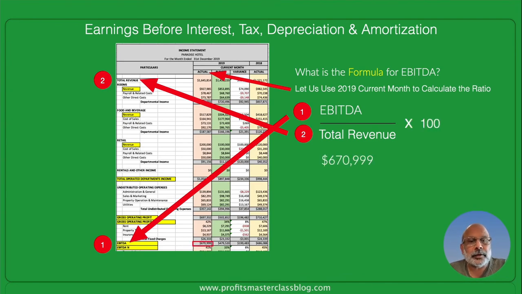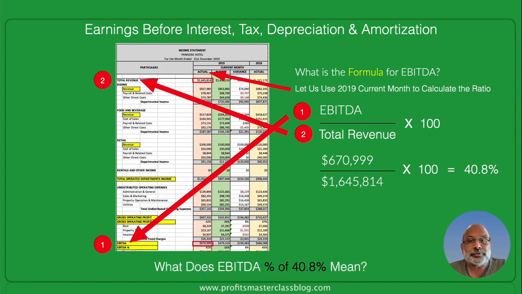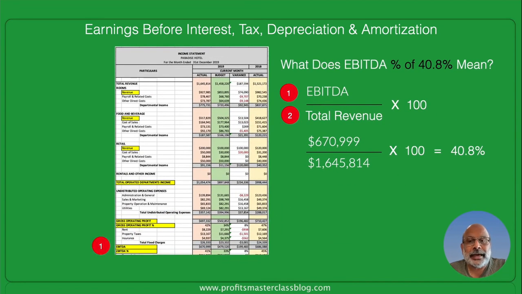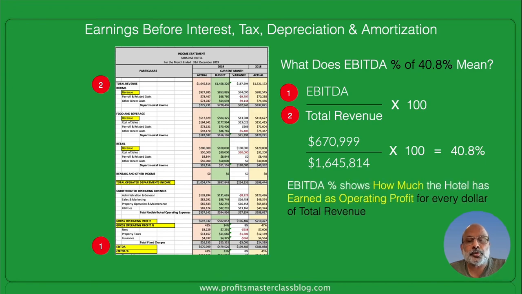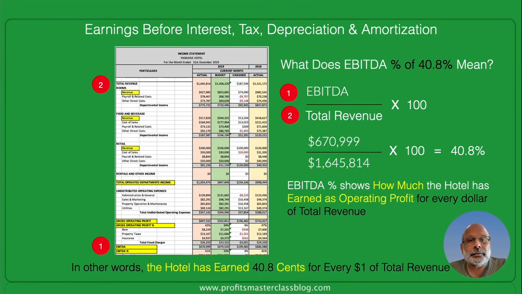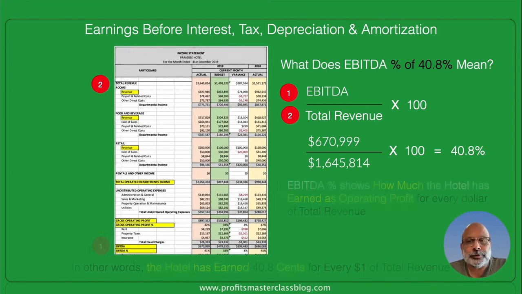EBITDA is 670,999 divided by total revenue, which is 1,645,814. When you multiply that by 100, you get 40.8%. So what does an EBITDA of 40.8% mean? Well, it simply means that the EBITDA percentage is showing you how much the hotel has earned as an operating profit, which is very important for your owners, for every dollar of total revenue. In other words, since the hotel has earned, let's say, $1, you have been able to earn 40.8 cents as EBITDA out of that $1 of total revenue.